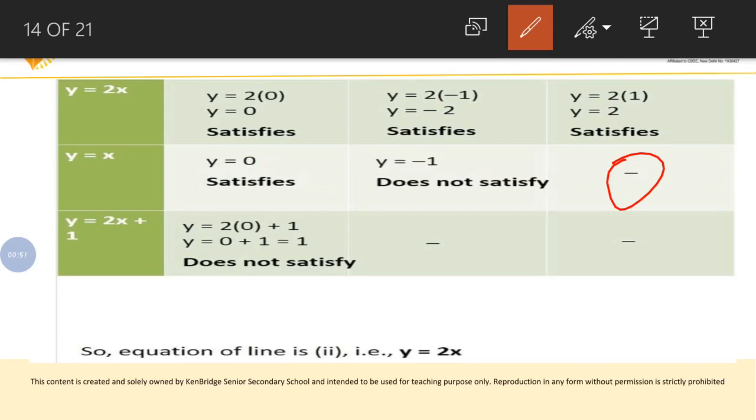And y is equal to 2x plus 1. Here also all the 3 points are not satisfied by the condition. Okay, so y is equal to 2x alone satisfied all 3 points. So which will be the equation of the line? y is equal to 2x. Which equation satisfied all the points which are plotted on the graph? That will be the equation of the line. Okay, so let's move on to the next question.